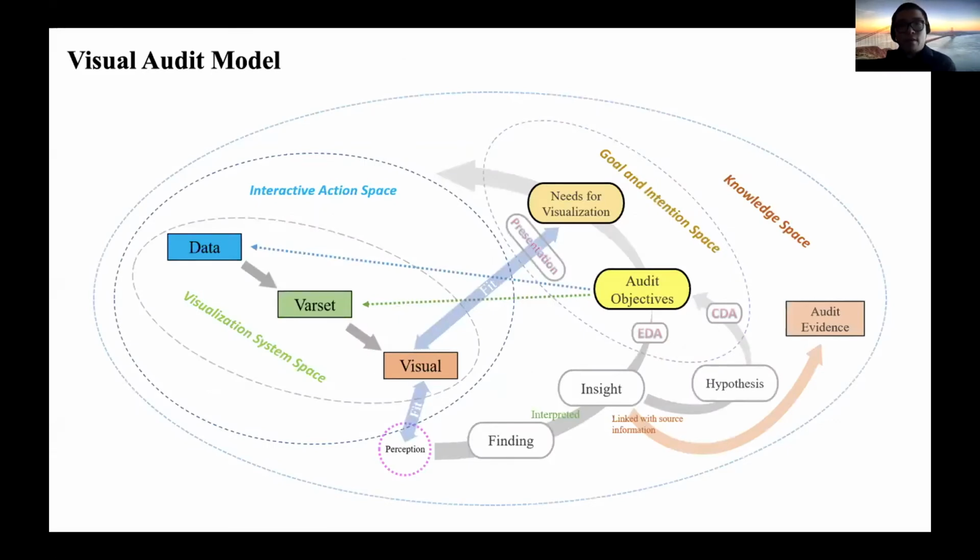In the next couple of slides, I will decompose our model and introduce it in more detail. Basically, for our model, we create five different spaces to represent five different processes, either a system operation process or a human cognition process. The five spaces are illustrated in this graph by those circles with dashed lines. They are the goal and intention space, the interactive action space, the visualization system space, the knowledge space, and a very small space called the perception space.